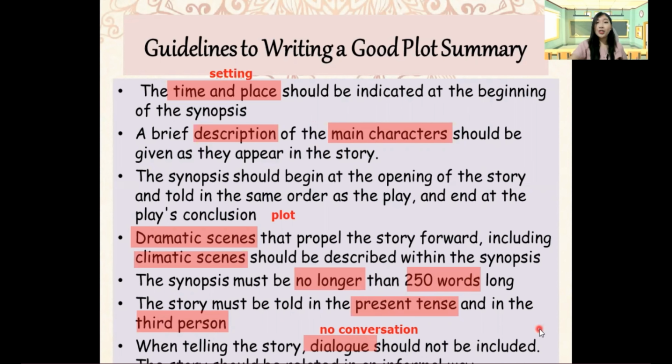Alright, so I want you to read them again on your own. Try to internalize the guidelines because we will be using them in the next story, and I will ask you to write your own synopsis. Okay, are you done? So let's continue.